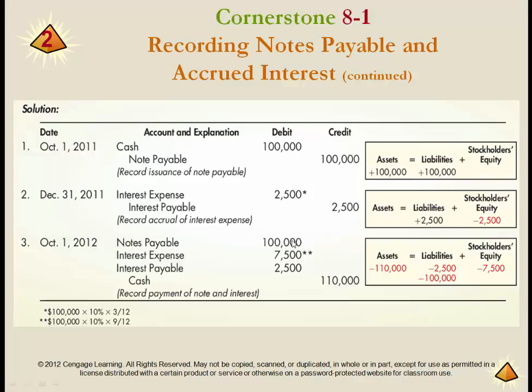On October the 1st, they paid 100,000, the principal of what they owed. They're extinguishing this. They paid 7,500 for interest expense. Remember, we're still following that matching principle because this 2,500 was an adjusting entry in the prior year. And you have this 2,500, and the 7,500 is for the current year in 2012. It's 9 months out of 12. This one at the bottom. So they're paying back 110,000 on the note that they owe.